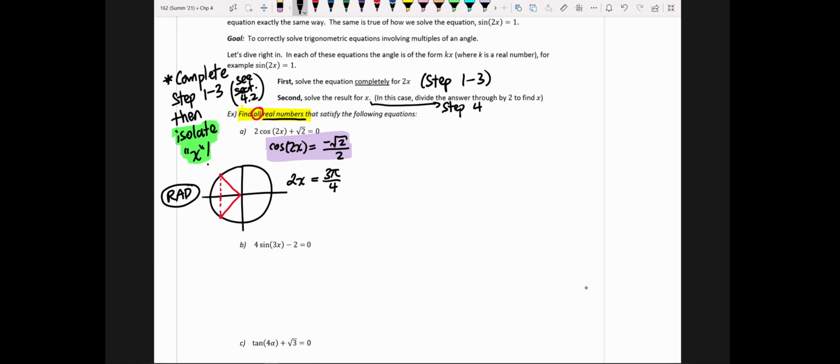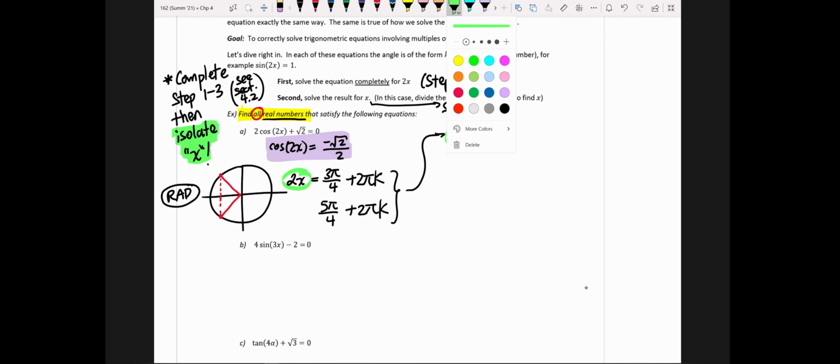Step 1, we isolated the trig function. Step 2, we found the solutions in the first cycle of cosine. Step 3, we add period times k to each solution. So now we've completely solved for 2x. We got all solutions for 2x. And then now in section 4.3, we have an added step 4, which is isolating x. Follow the core 3 steps, and then we have an extra step 4, which is isolating x. That's our extra step 4.